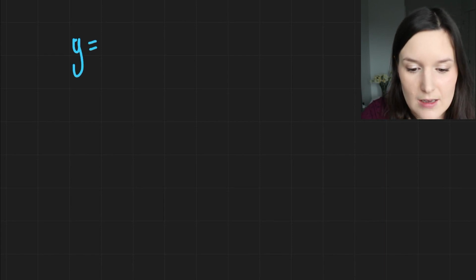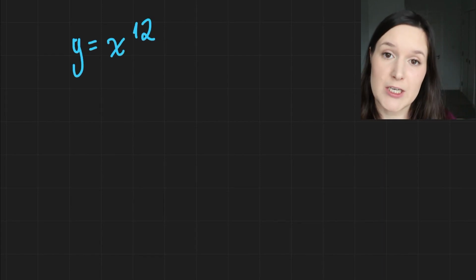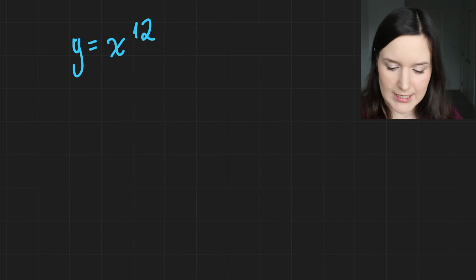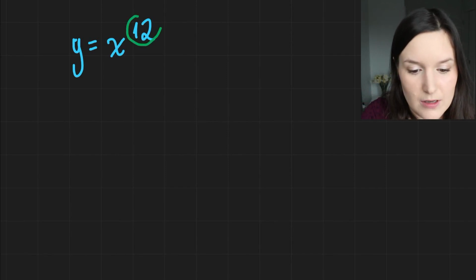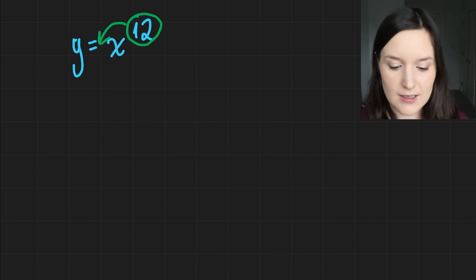I will show you how to use the power rule, so how to find derivatives of functions which are powers. For example, x to the power of 12. I will use the power rule because it is a power, and it works like this. I take my power, I put it at the front of everything.